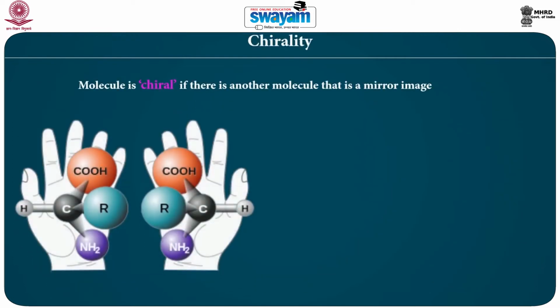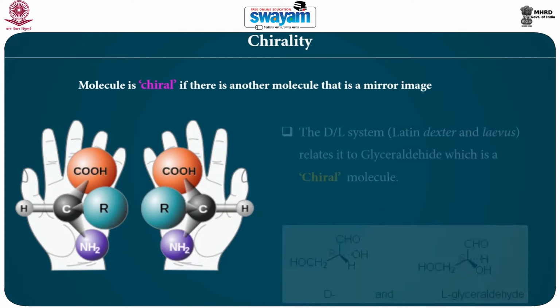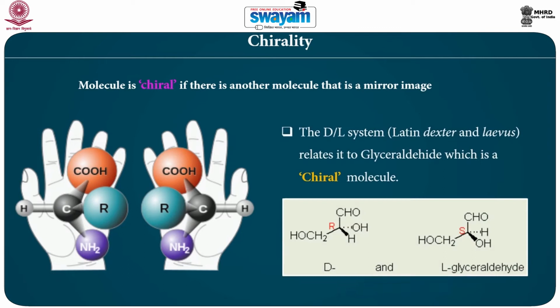Chirality. Amino acids are chiral molecules. What do we mean by chirality? A molecule is chiral if there is another molecule that is a mirror image of the same molecule. A typical example is that of the human hand. Your left hand is a mirror image of your right hand. So also are the amino acids. There are left-handed and right-handed.